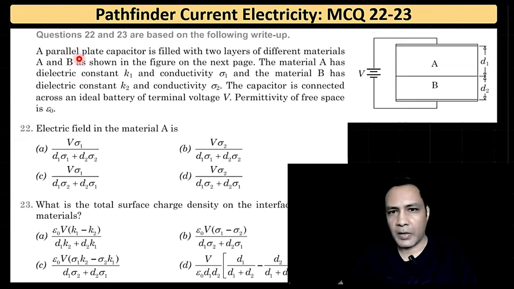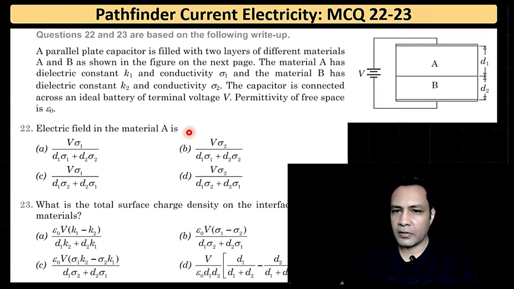Question reads, a parallel plate capacitor is filled with two layers of different materials A and B as shown in the figure on the next page. Material A has a dielectric constant K1 and conductivity sigma 1. Material B has a dielectric constant K2 and conductivity sigma 2. The capacitor is connected across an ideal battery of terminal voltage V. Permittivity of free space is epsilon naught.